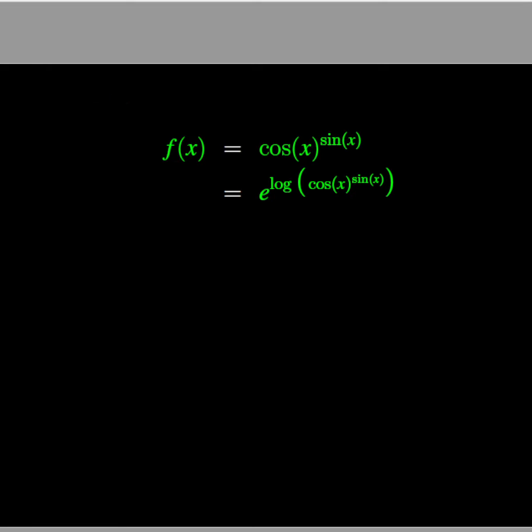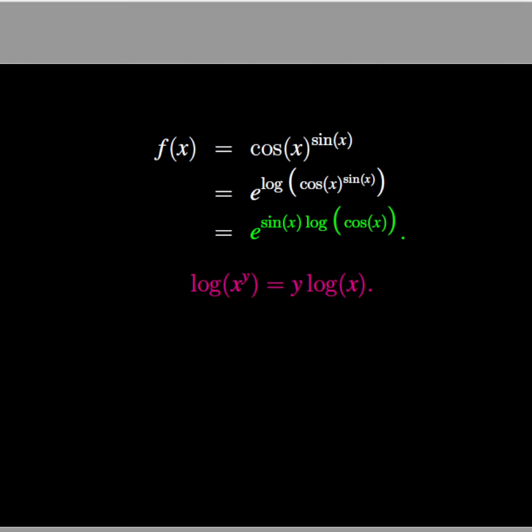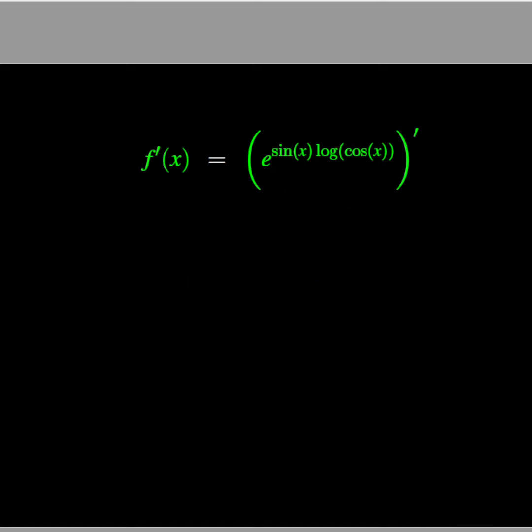Thus, we express f of x as the exponential of the logarithm of cosine of x to the power sine of x. Using the properties of the exponential and the logarithm, see that f of x equals the exponential of sine of x times the logarithm of cosine of x. Actually, we are using the fact that the logarithm of x to the power y is equal to y times the logarithm of x. Now, we can take the derivative of both sides and use the chain rule.